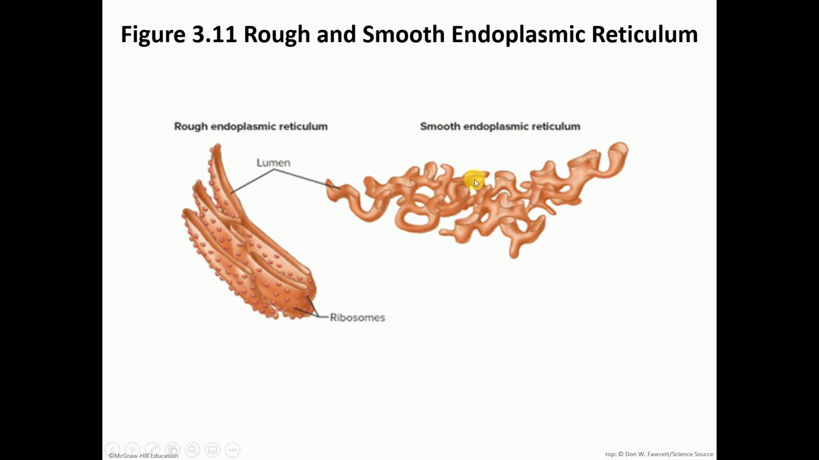And another function that smooth ERs do is the detoxification of drugs. And when we mention drugs in the course, I do not mean street drugs. I mean medications. So a lot of the medications that we take are going to end up being metabolized by the smooth ER in the liver. Okay, so for example, Tylenol, which is a very famous kind of drug that a lot of people take for pain or fever or so on. So Tylenol, or acetaminophen is the generic name, is going to be metabolized by the smooth ER of the liver.